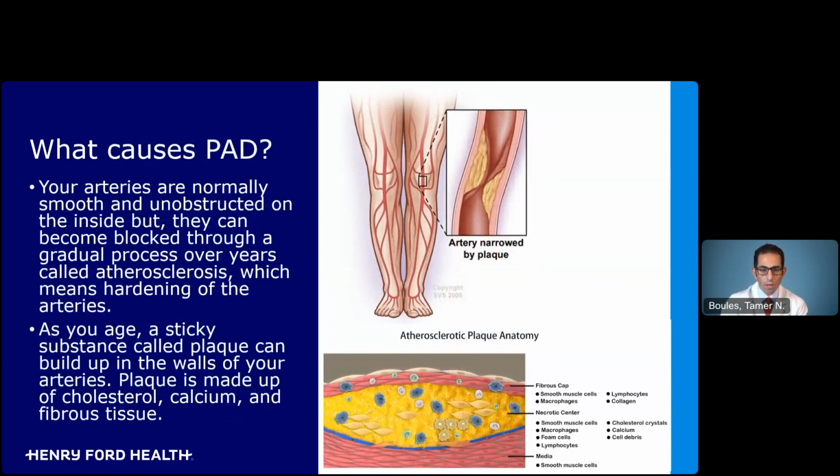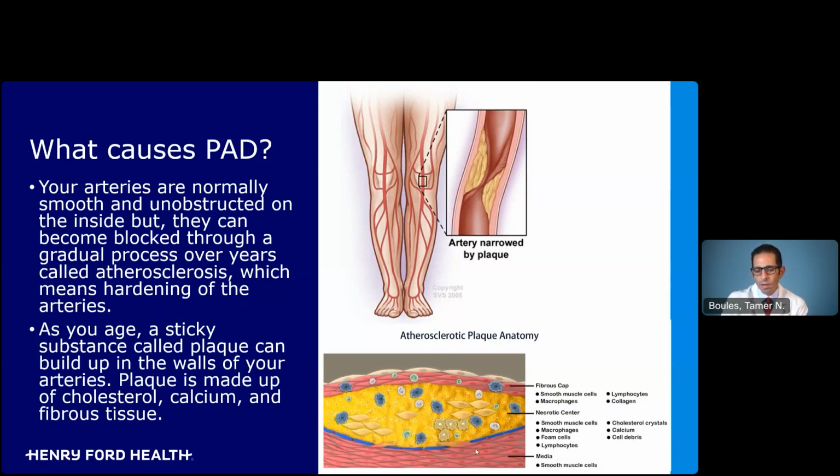Well, what are the causes of peripheral arterial disease? Well, normal arteries are smooth, unobstructed channels or pipes that can become blocked over years through a gradual process called atherosclerosis, which literally means hardening of the arteries. As you age and as you accumulate some other risk factors that we will discuss, plaque can build up in the walls of those vessels. And you can see in this diagram on the right side that a very common place for it to develop is in the legs. And that is why symptoms are very commonly beginning in the legs.